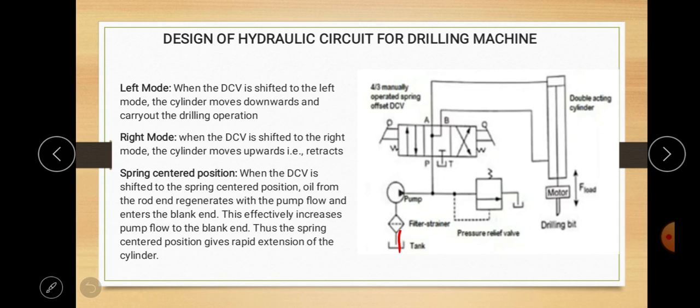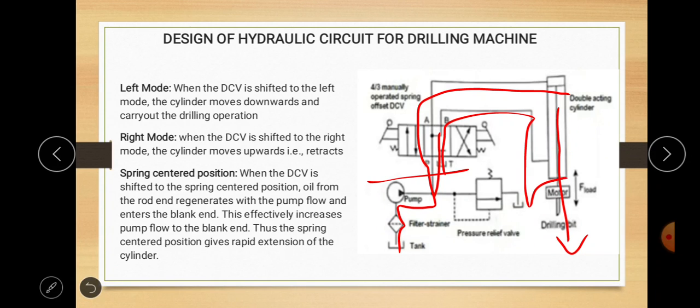We can easily understand: the fluid is suctioned by the pump from the tank, then enters the line of the DC valve. If it enters the A port, it goes to the A port of the double acting cylinder and pushes the piston downward. When the DC valve is shifted to the right mode, the fluid flows to the B port and pushes the piston upward. So these are the basic hydraulic circuit constructions for a drilling machine.